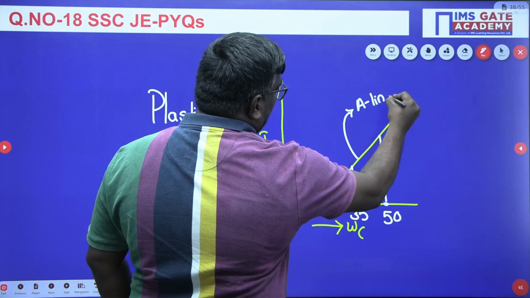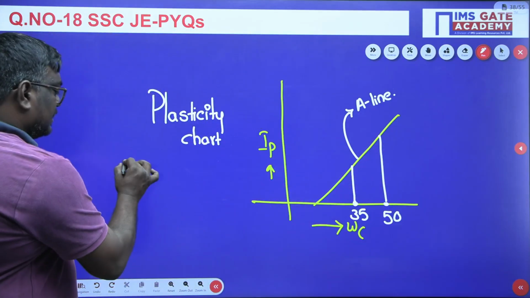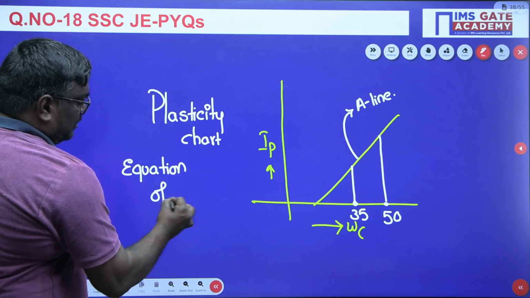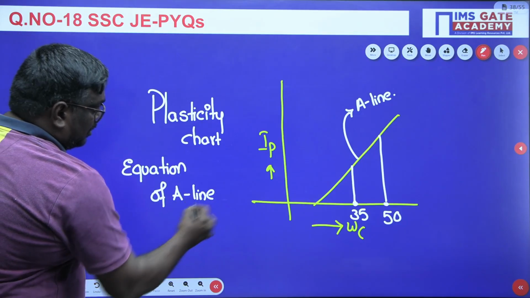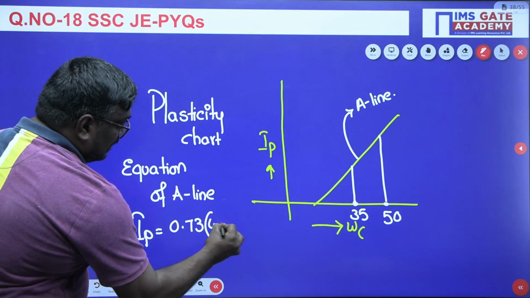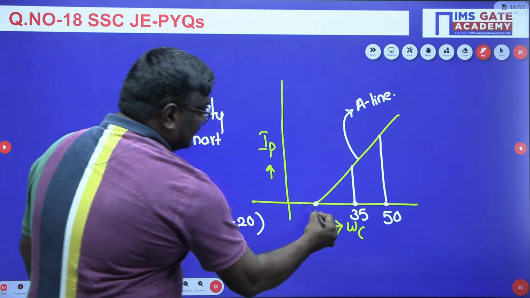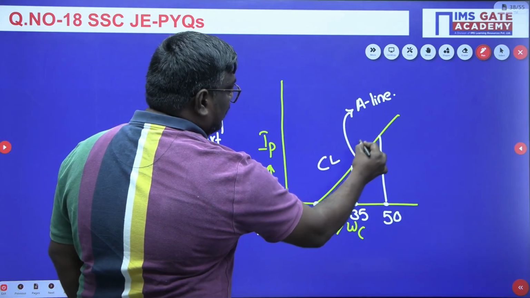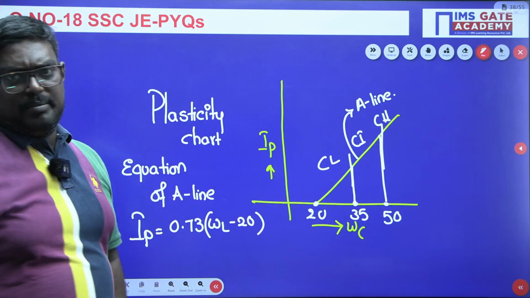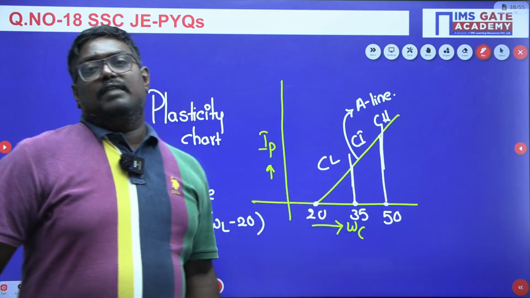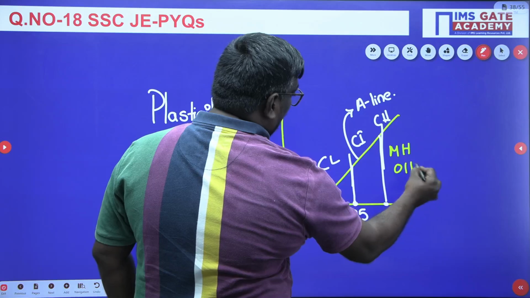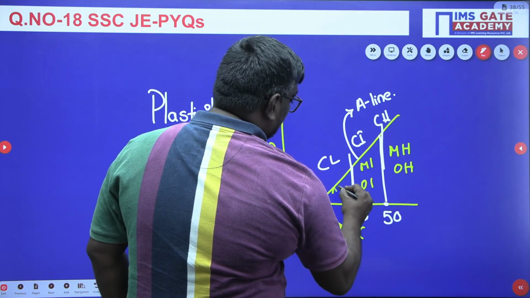And remember the equation of A line. In the question they have asked you, what is the equation of A line? If they ask you, it is a straight away question. Equation of A line is given by the formula IP is equal to 0.73 into WL minus 20. Because here the intercept will be 20, and above A line we will have clay, CI, CH. Because if the liquid limit is between 35 to 50, it is intermediate. Below 35, it is low compressible. More than 50, it is highly compressible. And below A line, we have whether it is silt or organic soil. So if you can remember these values, okay.